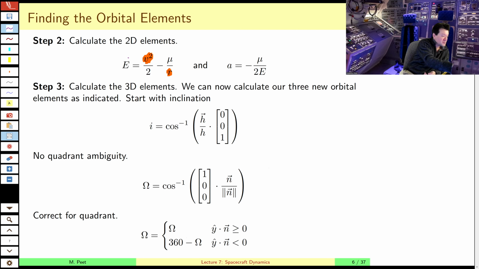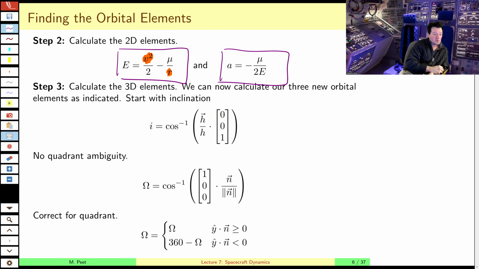And so here we actually calculate energy based on R and V, and then use our very convenient formula, which relates that invariant of motion, energy, to the semi-major axis, our geometric invariant. So now we have two orbital elements. Good. Let's keep moving. Now we're going to find the orientation of that ellipse. We've got the ellipse because we've got A and E. Now we have to find the orientation of that ellipse in three-dimensional space.